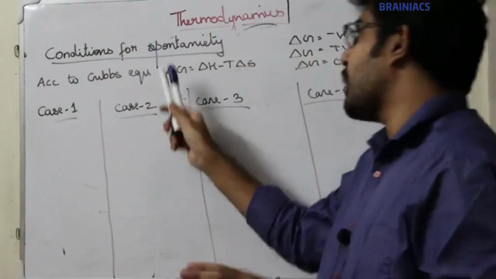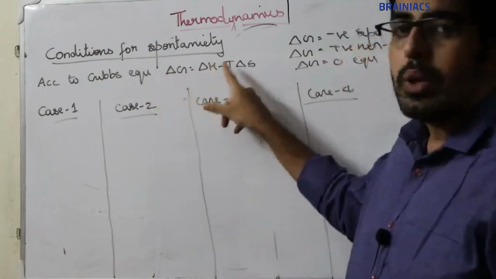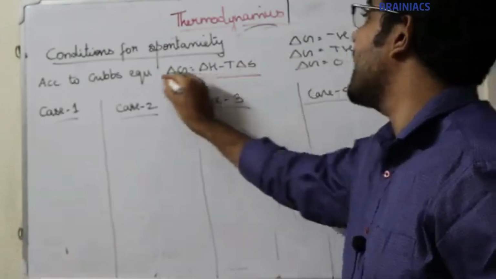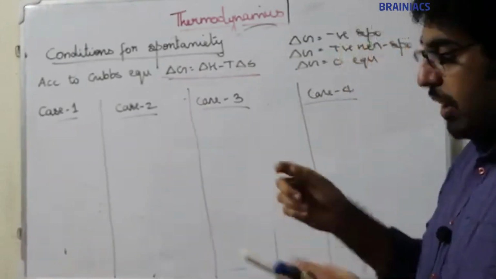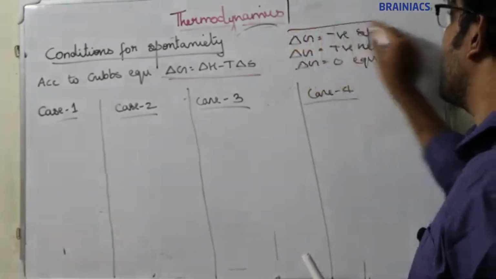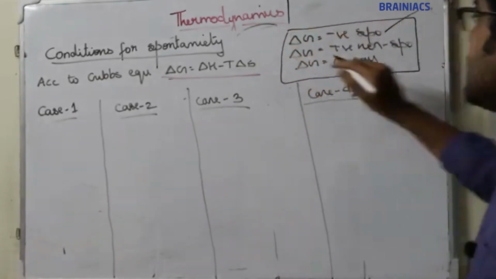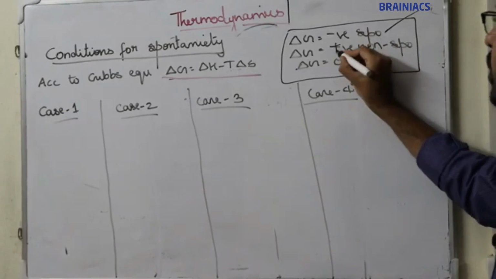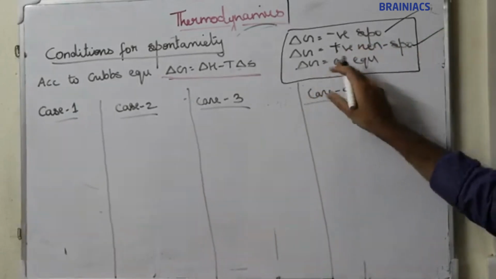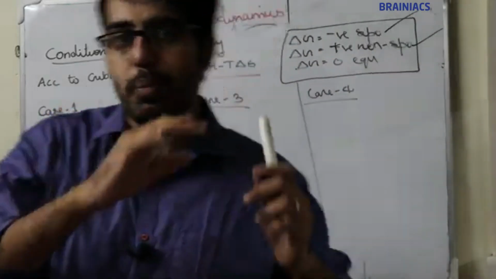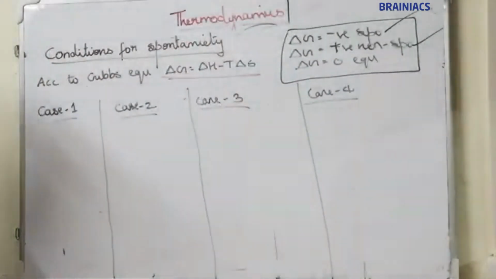According to Gibbs equation, delta G is equal to delta H minus T delta S. And we know that if delta G value is negative, then that indicates those processes are spontaneous. If delta G value is positive, that indicates those processes are non-spontaneous. And delta G value 0 indicates those processes are at equilibrium. Right?